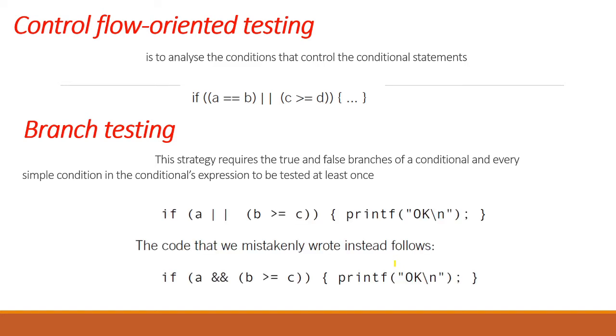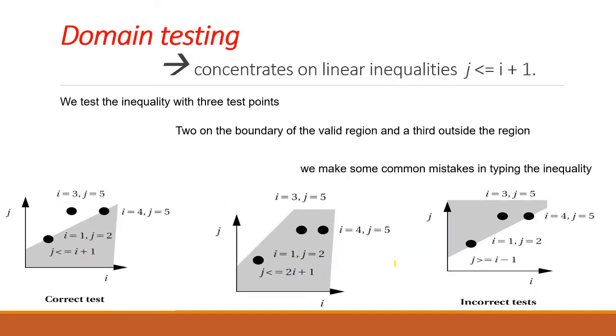For example, here if you write the first thing and the second thing, the code that makes a mistake is as follows. For example, instead of an or condition, if you put an and condition, that's wrong, done by the programmer, and that can be found only when you test that branch statement, whether it is true or false. So all the branches are tested at least once.